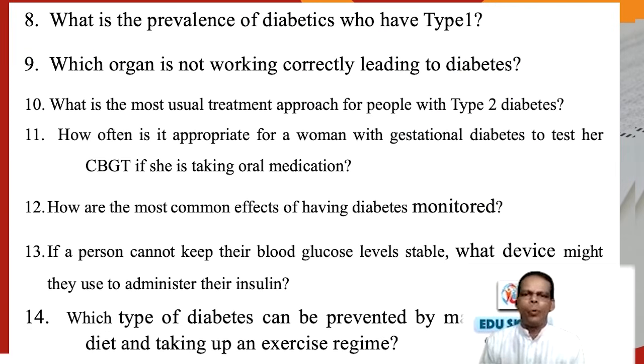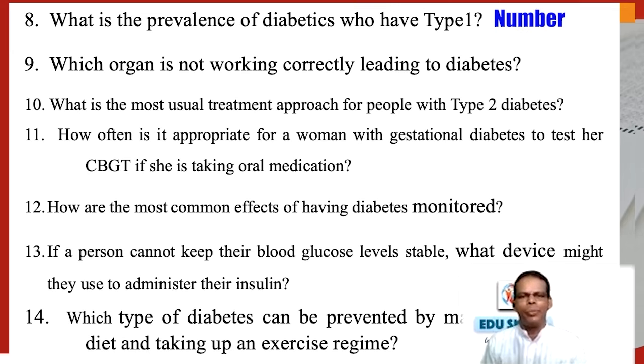Okay, now try reading these questions without going to the text at all. Let's see how far you can identify the thing. What is the prevalence of type 1 diabetes? Don't tell me the answer. What are they expecting there? A number.